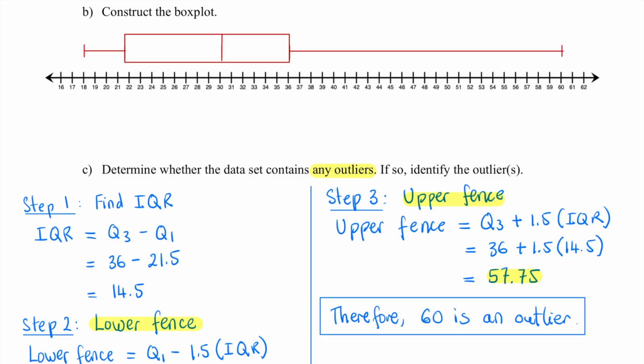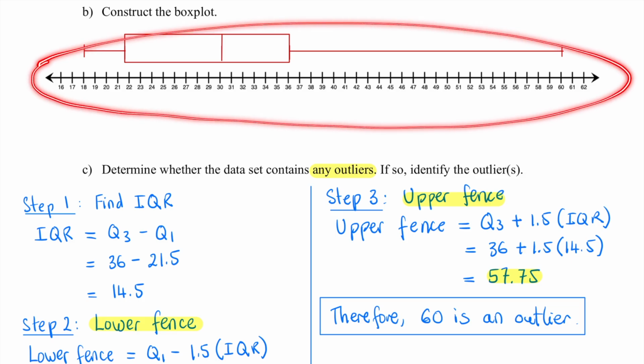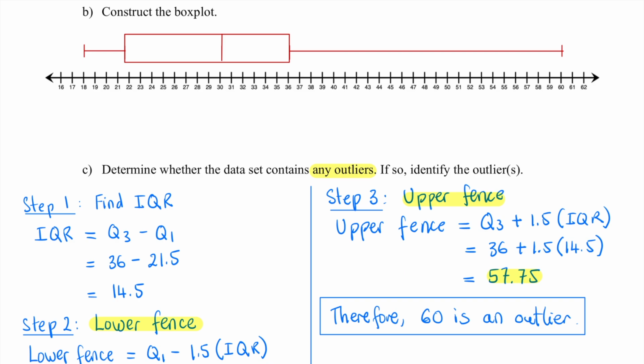Now, let me show you how to create a modified box plot. We'll use the same number line as in question B. The box does not change. Q1 is at 21.5 and Q3 is at 36. The median is at 30. The box remains exactly the same. The left whisker stays the same because there are no low outliers. The left whisker extends from Q1 to the minimum value of 18.